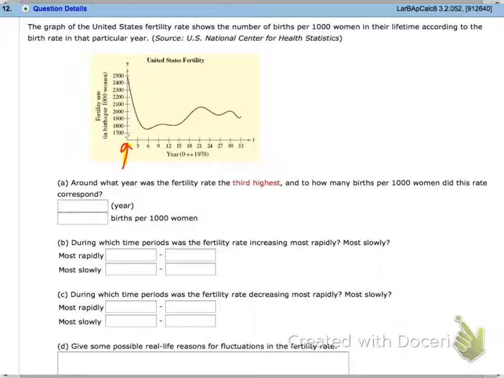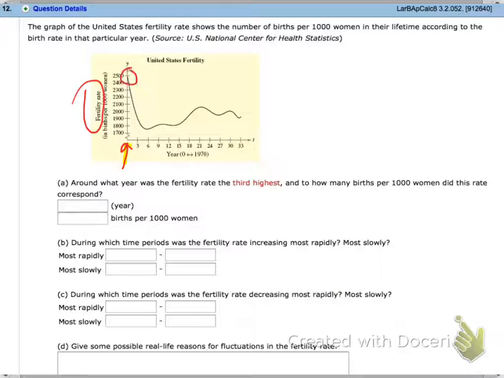So around what year was the fertility rate? The whole graph is about fertility rate. So it's not the slope of the tangent line, which usually would be a reasonable thing to look at. Usually, if this were fertility of women, then the fertility rate would be the slope of tangent lines on here. Well, this is actually a graph of fertility rate itself, and it's asking when is the rate at its third highest.